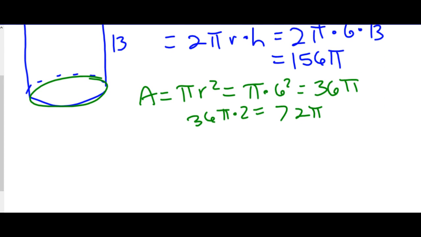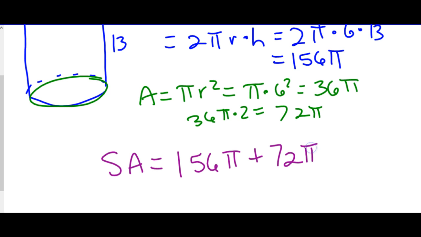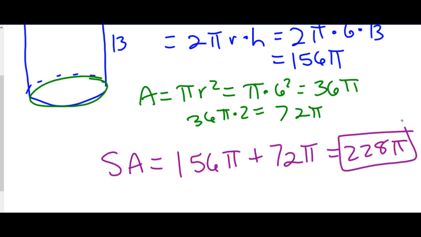So now our entire surface area was our lateral area of 156 pi plus our area of our bases of 72 pi. Adding those together gives us 228 pi. Now they may want you to stop here. They may want you to leave pi as part of the answer. That just means pi will kind of drag along the entire problem, but you won't ever actually plug it in as its decimal 3.14.